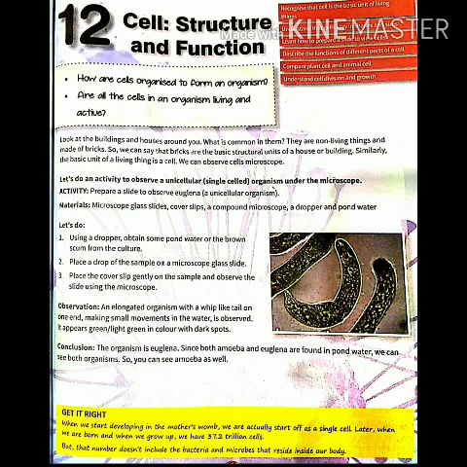Now, the next is Get It Right, which says that when we start developing in the mother's womb, we actually start as a single cell. And when we grow up, the number of cells is 37.2 trillion. That means the approximate number of cells in a human body is 37.2 trillion, which excludes the microorganisms, that is bacteria or other microbes in our body.